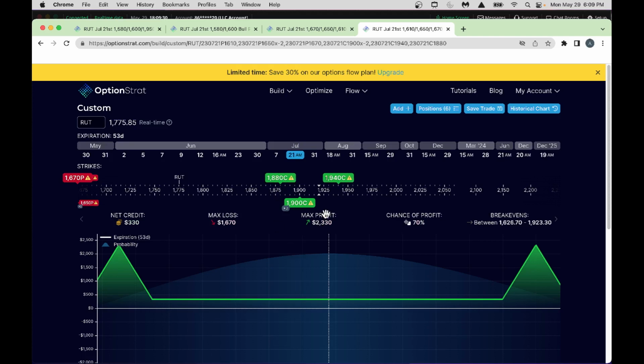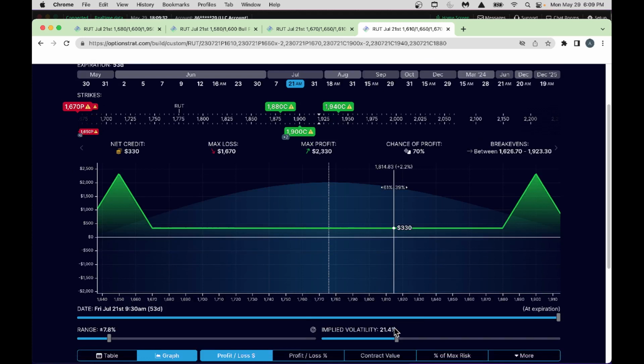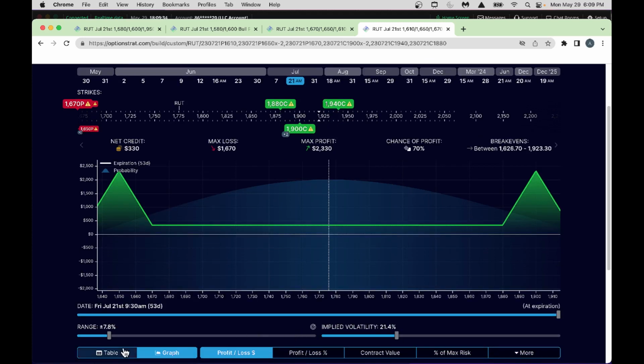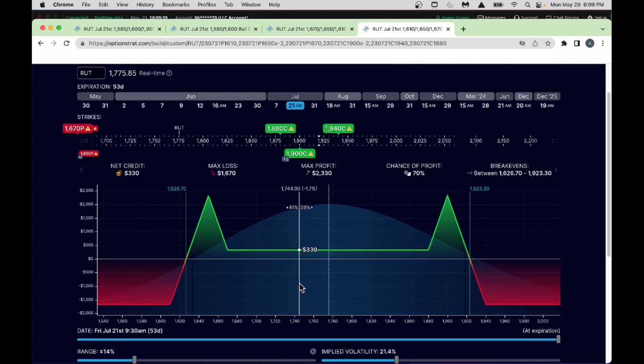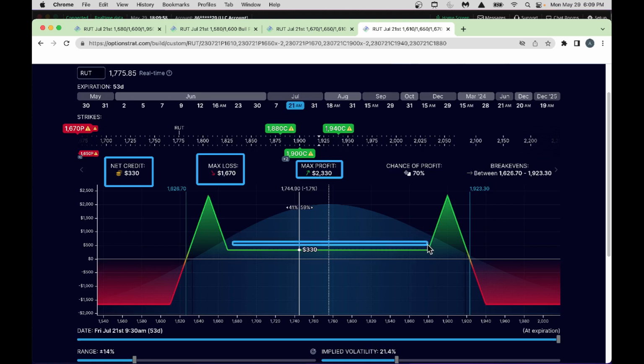This is a call butterfly, as you can see here. Let's bring it up a little bit so you can see properly. There you go. We got a nice Batman. Look, our net credit is $330. Our max loss is 1670. Look at the max profit potential, very good. As long as the stock fluctuates between these levels, you can collect your maximum profit of $330.